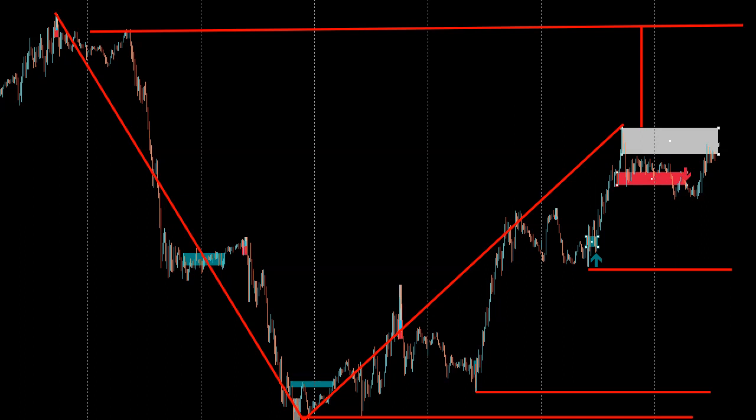So if it's halfway or more than halfway, that's a good reason that the market then could give us a block reversal that we can actually enter. Okay, so that's one of the tips right there.